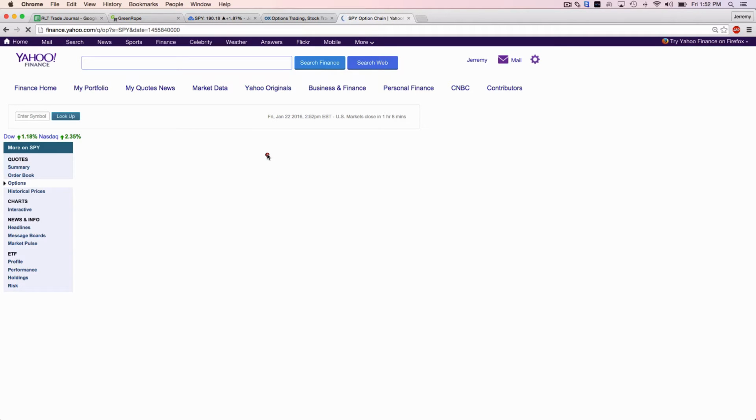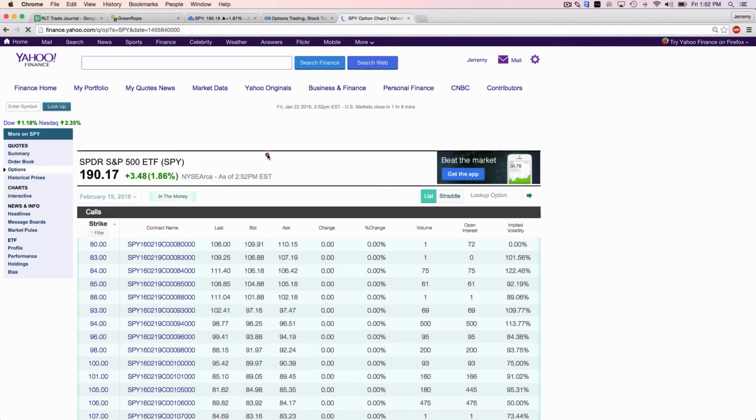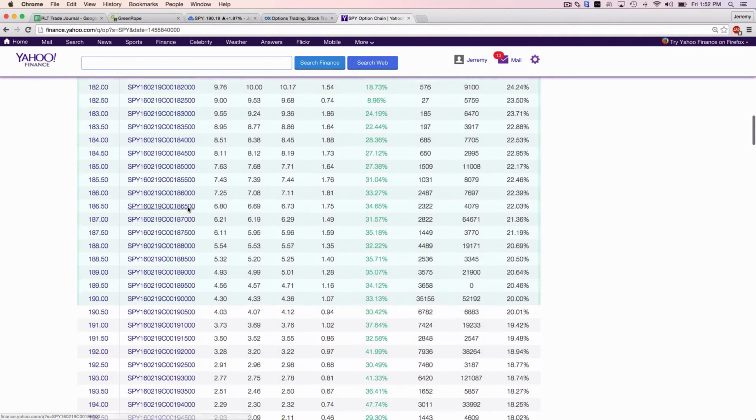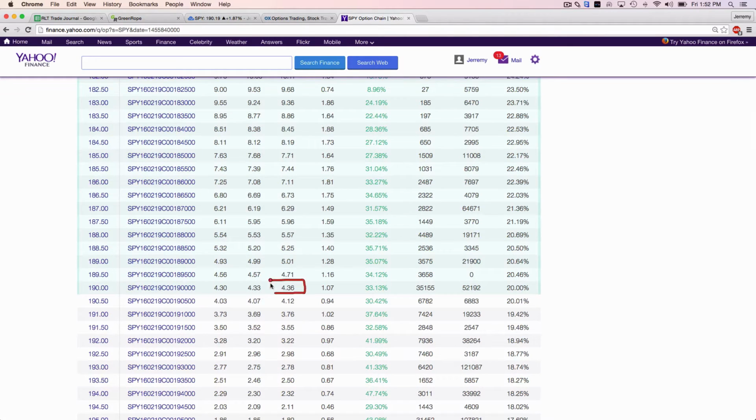All options have an expiration date because if you want the right to do something, you only have a certain amount of time to do it. So let's just use February as an example, February 2016. And right now, a 190 call option costs you $4.36. That's how much the option costs.